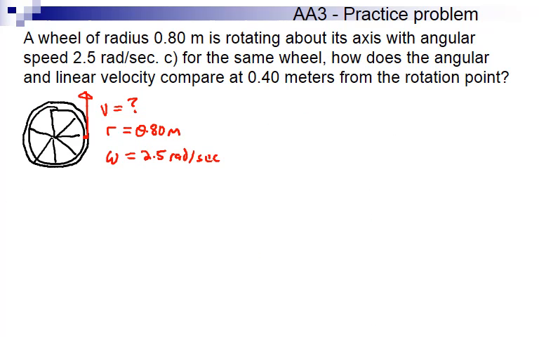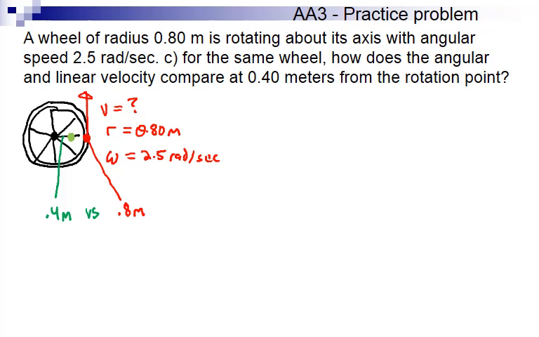All right, so for part C, we want to compare how the angular and linear velocity compare at 0.4 meters. So in other words, right here, 0.4 meters away from the rotation point, which is in the middle, how does that compare to the 0.8 meters away? So you should be able to do that. You can go ahead and calculate that, and when you're ready to check, go ahead and hit pause, and then play to continue.